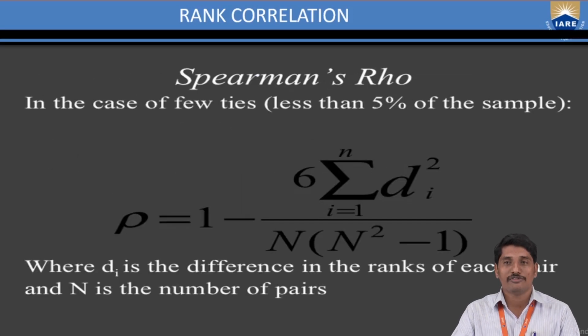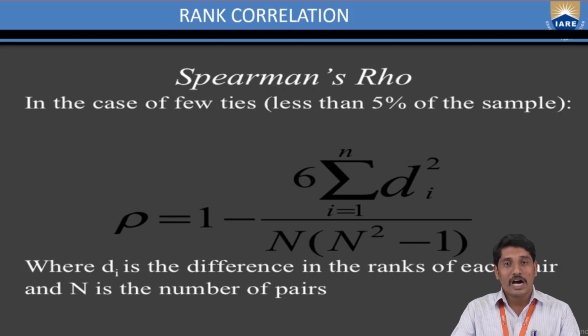So the formula of Spearman runs like this. It is denoted by the Greek letter rho, and the formula is nothing but the difference of 1 and a ratio, and the ratio is nothing but the numerator 6 times sigma d square and the denominator n times (n square minus 1), where n represents the total number of observations and d_i represents the deviation between the rank of the ith value of x and the rank of the ith value of y.